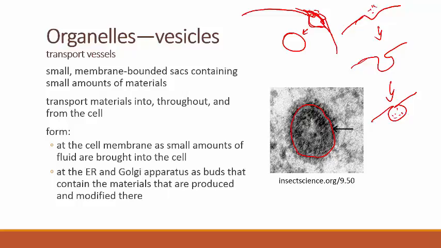So here's the material we're trying to collect and bring in. So we pinch it off here, and now it is free to travel throughout the cell, carrying whatever we brought in. So that's one way that we can make a vesicle. But we can also make vesicles as the endoplasmic reticulum and the Golgi apparatus bud off vesicles that contain whatever stage of the product they are in production of right at that moment. So as we make materials at the ER and the Golgi apparatus, then vesicles are formed.